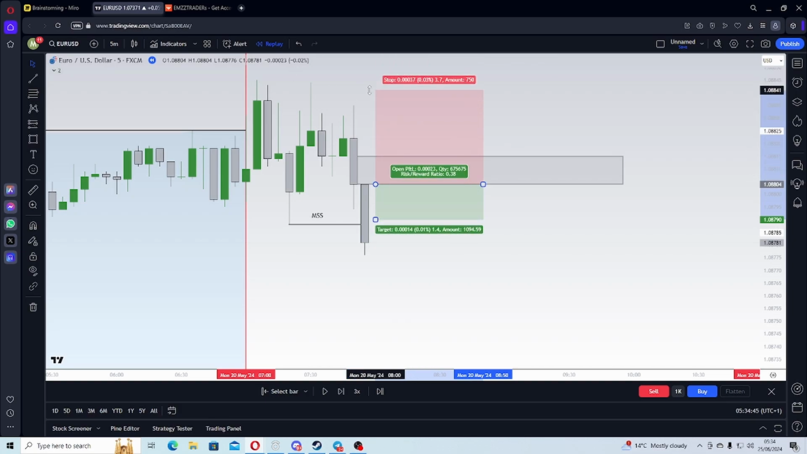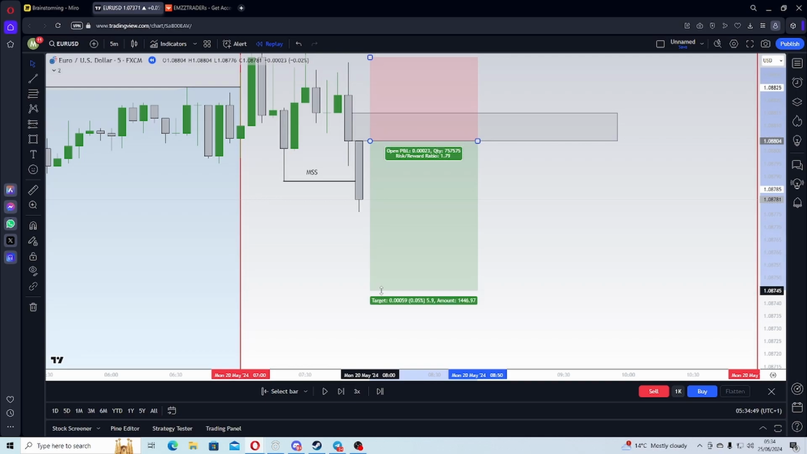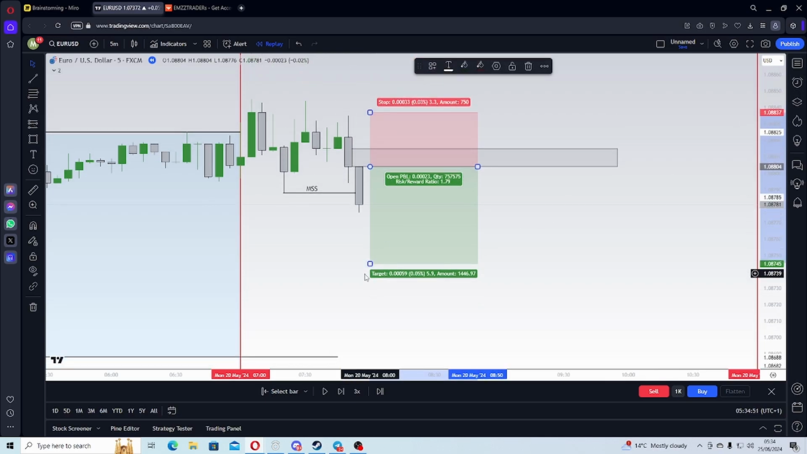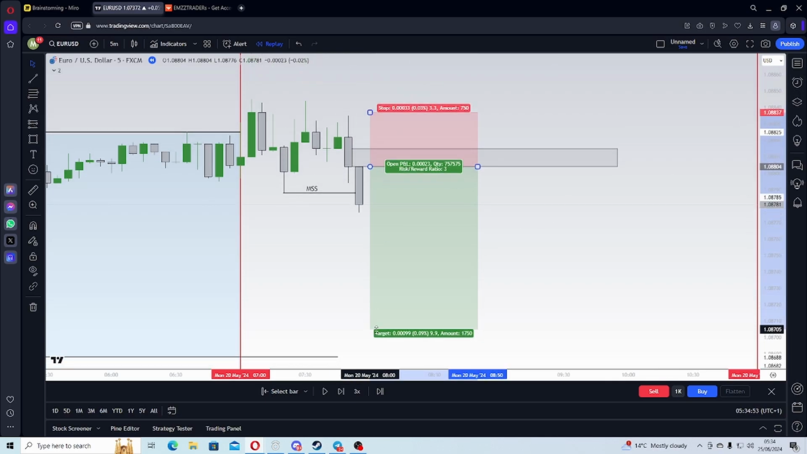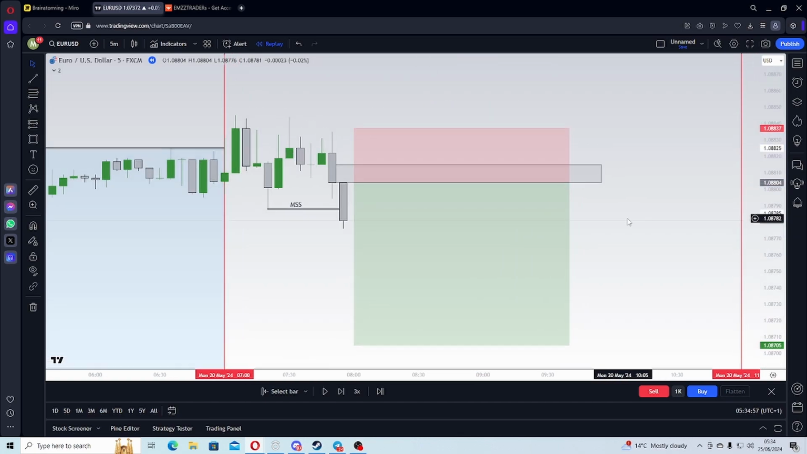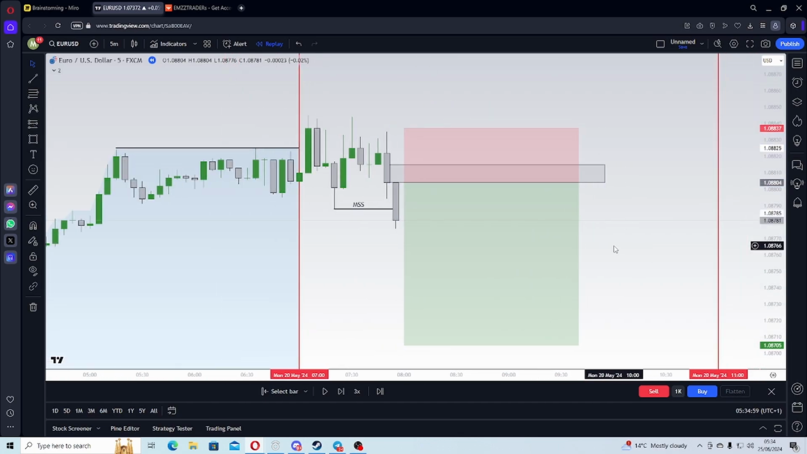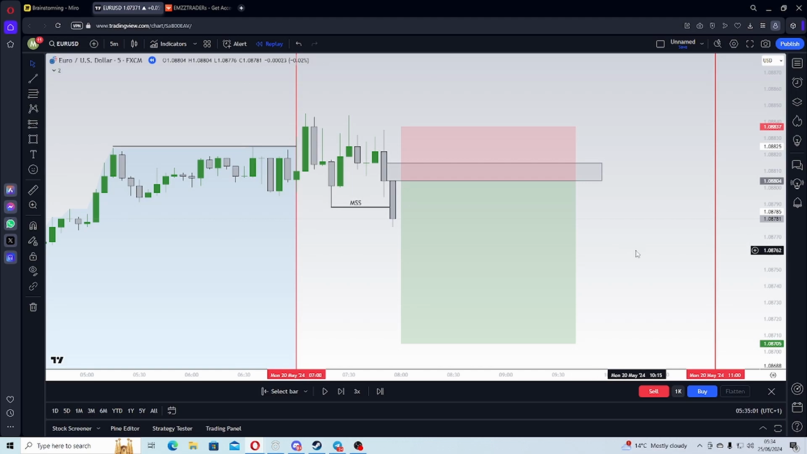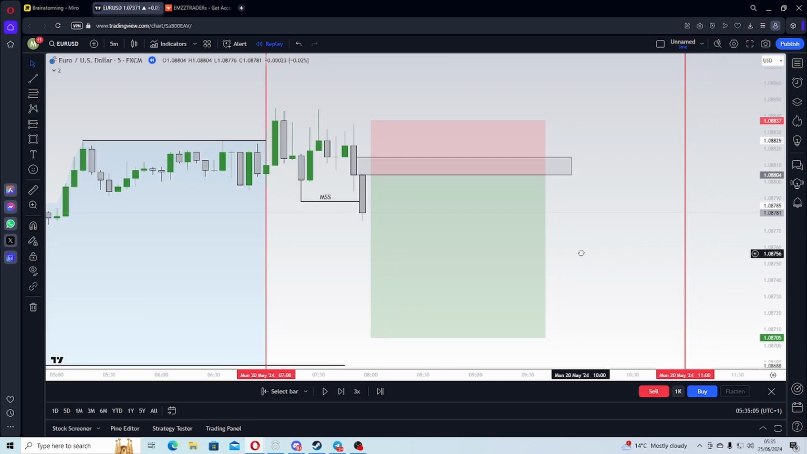Put our stop loss above the first candle of the FVG right here, and our TP will be a 1, 2, 3. Look at this strategy, guys. It's so easy. I don't know how anyone can't use this. Actually, listen carefully. 99% of you will not use this, but it makes me so much profit.